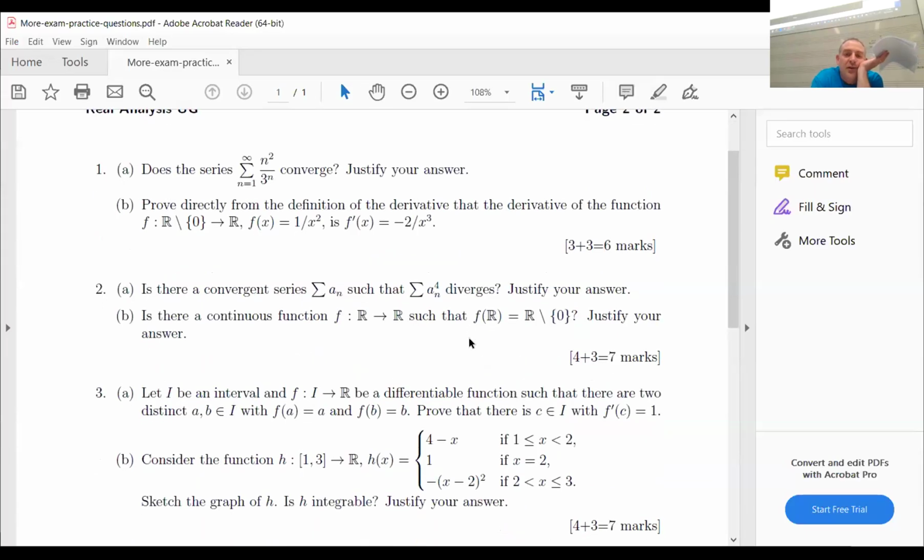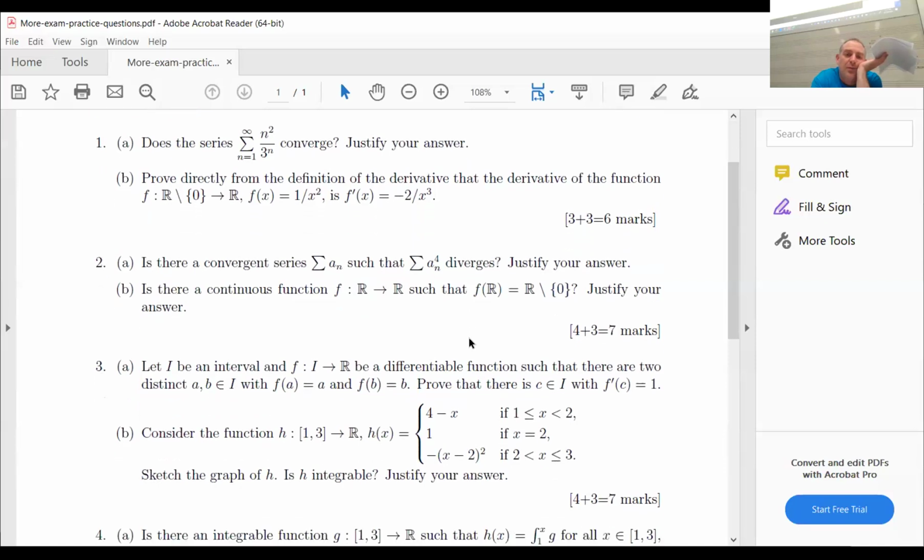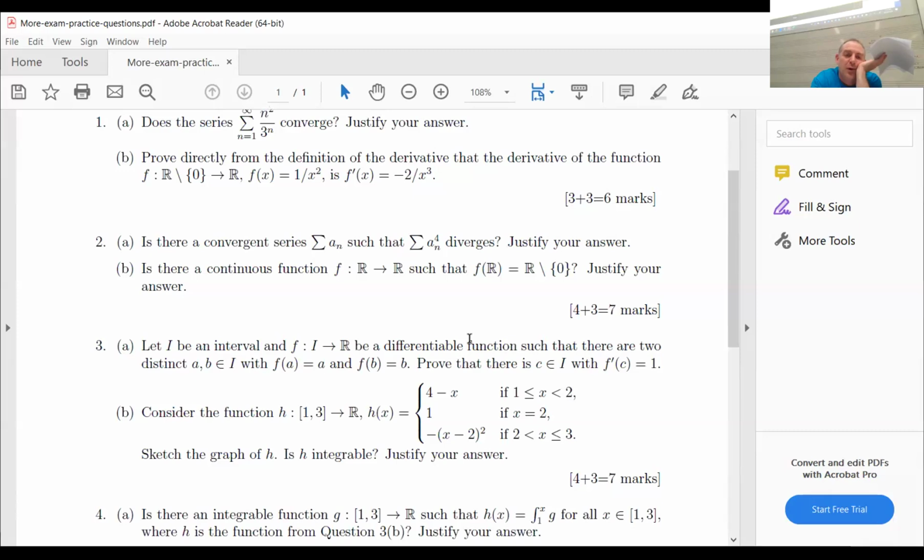Got a series. We've got, use the definition of derivative to prove the derivative is whatever it is.